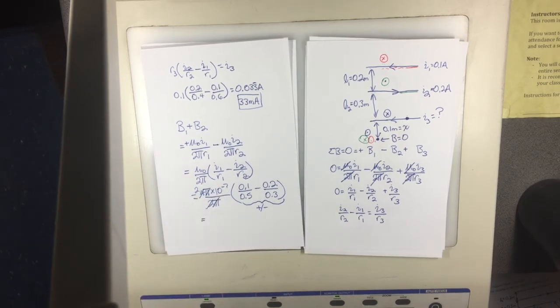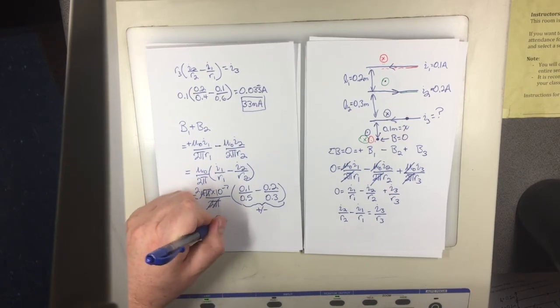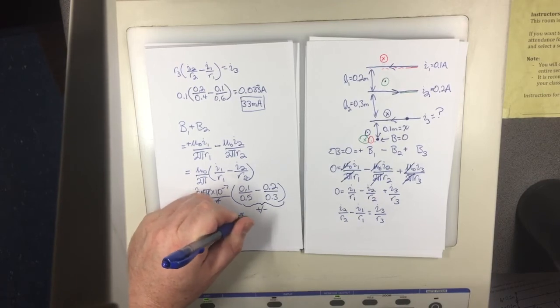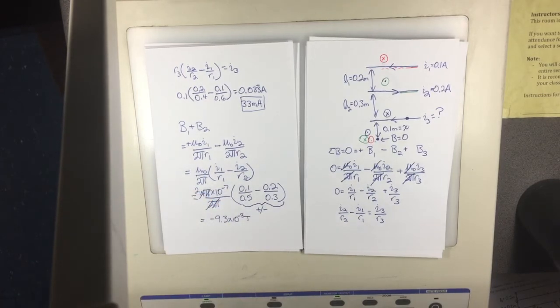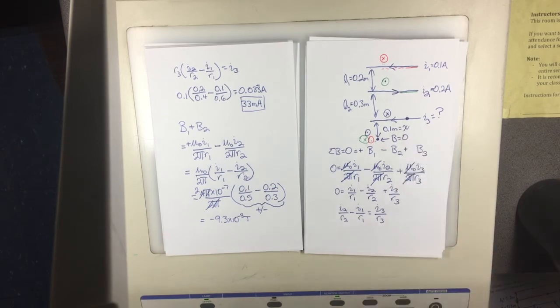Just for completion, we're going to figure it out. And I get negative 9.3 times 10 to the negative 8 Tesla. So the B field at this particular point is into the page.